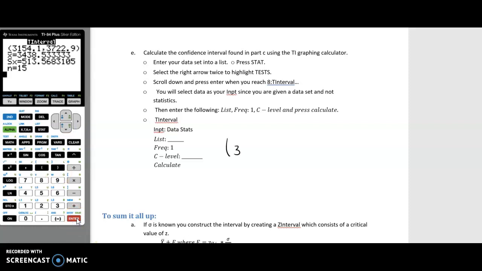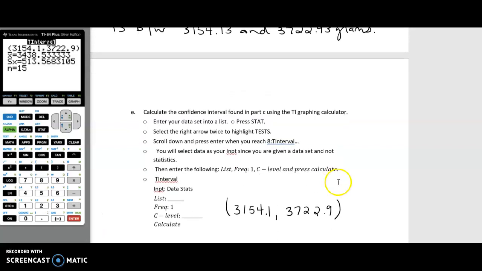So you end up with 3,154.1 and 3,722.9. Right, rounding to 1 decimal place, those are the exact same numbers. Okay.